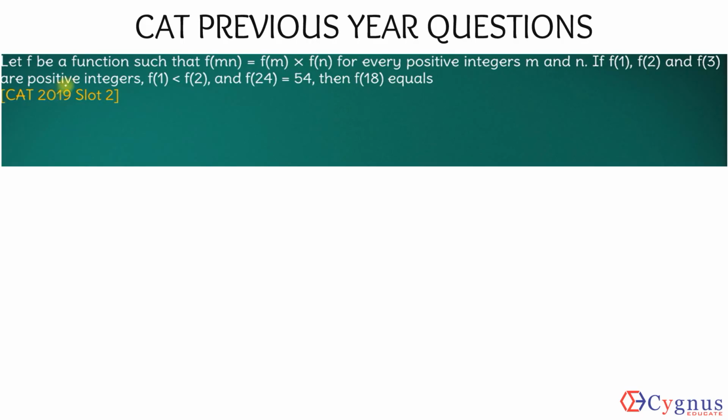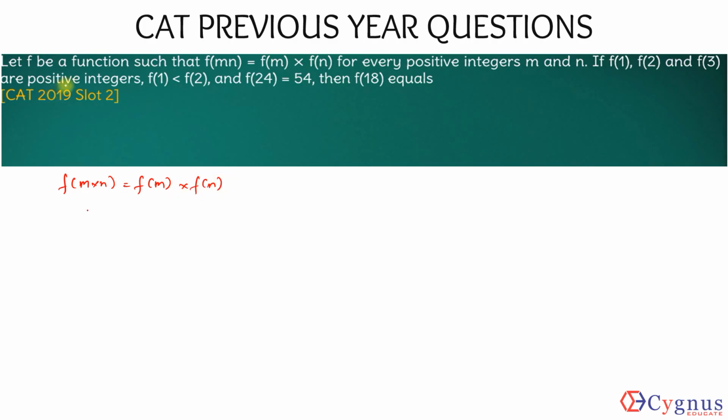And if f1, f2, and f3 are positive integers, make sure that you get the positive values in. F1 is less than F2 and F of 24 is equal to 54. Then find the value of F of 18. Okay, let's start with this one. It's given that F of M into N must be equal to F of M into F of N.